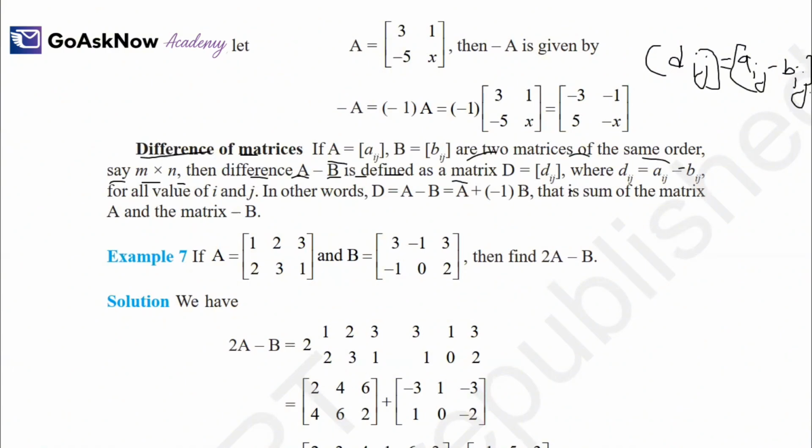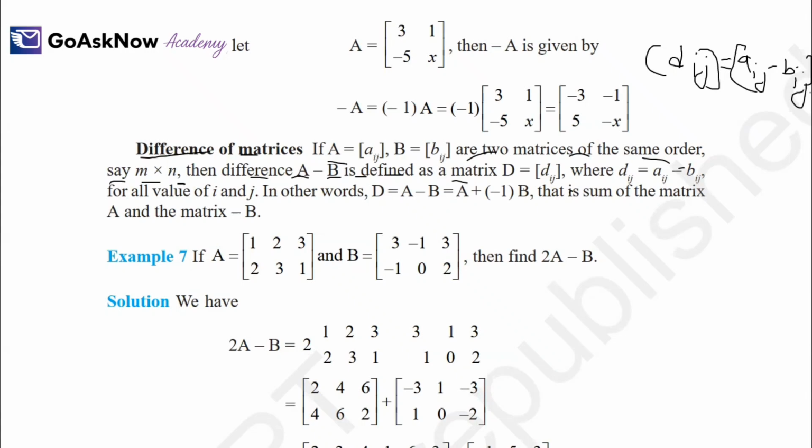In other words, D is equal to A minus B. D can also be written as A plus minus 1 times B, that is, the sum of matrix A and the matrix minus B. So it is the sum of any matrix A and the negative of matrix B. One matrix is added as itself and the other is added as its negative. This is the meaning of difference of matrices.